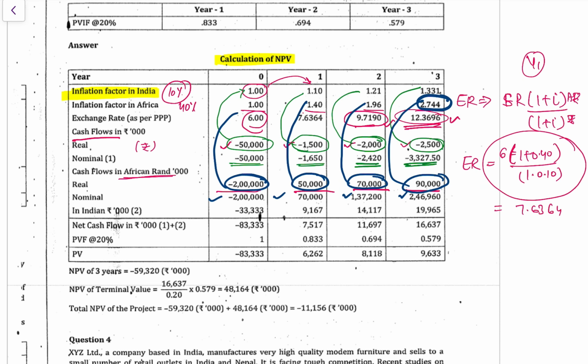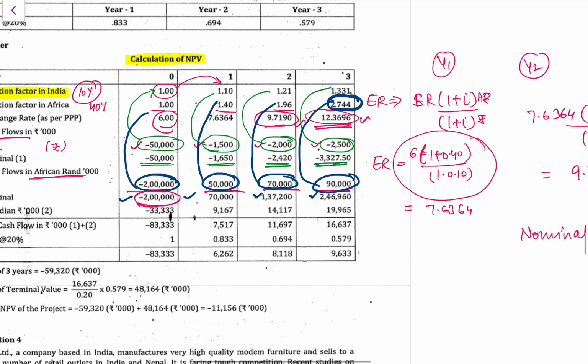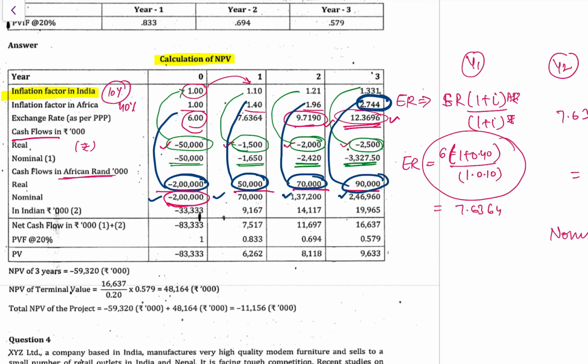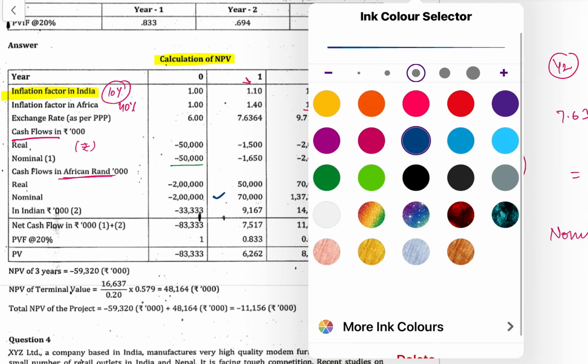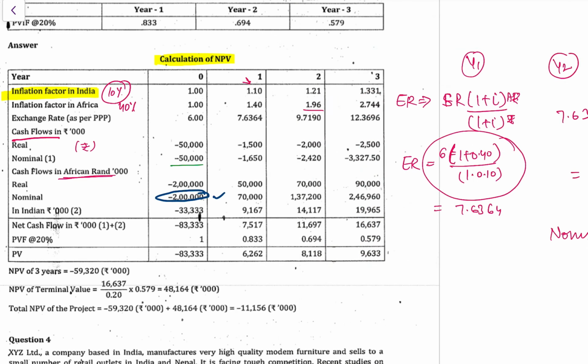Now I have to convert my nominal African cash flows into Indian rupees. So how am I going to convert this? I have to convert my nominal cash flow into rupees. I will divide my 2 lakh by the exchange rate I have calculated above. 2 lakh divided by 6, 70,000 divided by 7.6364 and so on. I will get the cash flow of the African rand in Indian rupees, right?